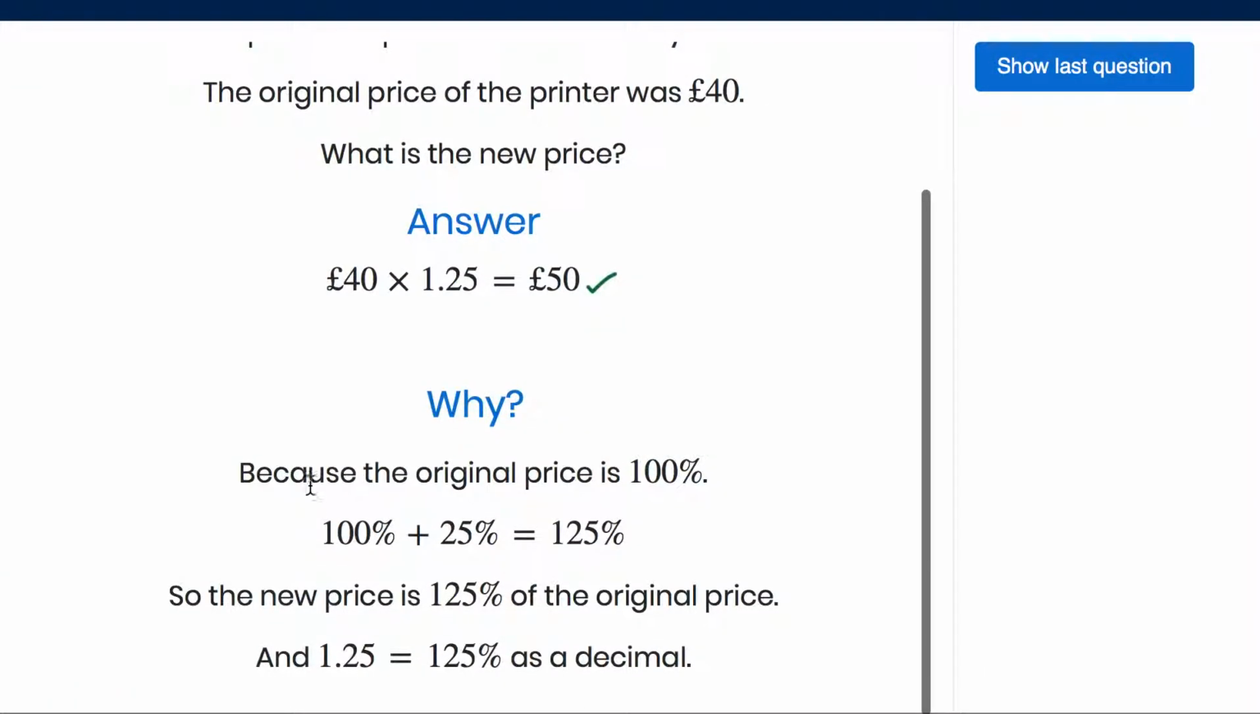And the reason is because the original price is 100%, that's our £40. Adding 25%, which is our 25% increase, we get 125%. This means the new price is 125% of the original price, and 1.25 is equal to 125% as a decimal. And that's because we divide the percentage by 100 to get the decimal.